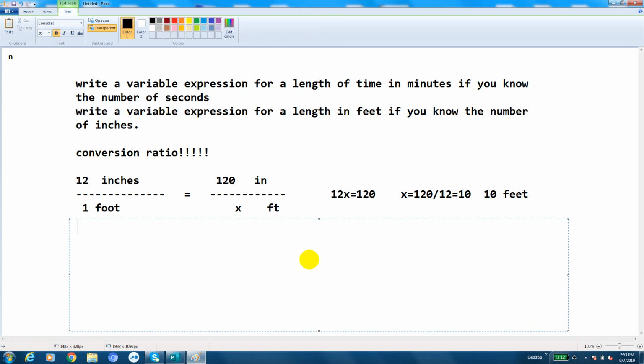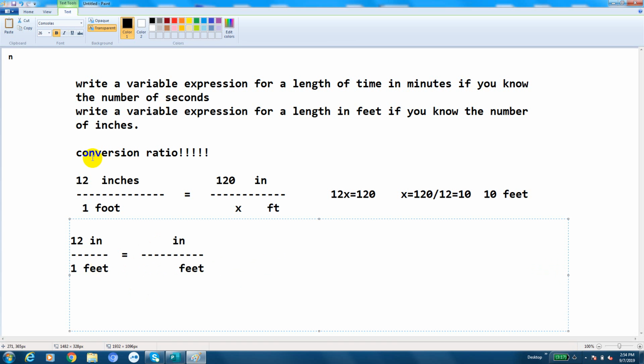It's a conversion problem. You have to write down the conversion ratio. So we have 12 inches is 1 foot. All the problems start the same way. You have to write that down. Then you do an equal sign. Then you do this thing, and then you put inches here, and you put inches here, and then you put feet.